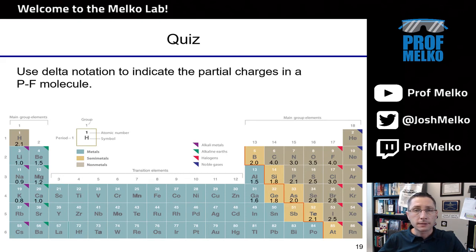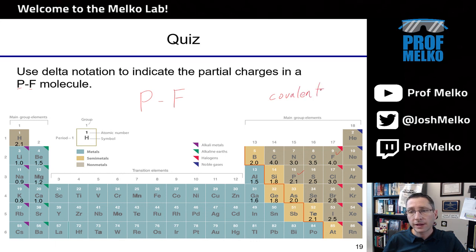Let's stop here with covalent bonds and try to answer this quiz question. Pause the video here and try to answer it for yourself. Using this delta notation, indicate the partial charges in a PF molecule. Here's P, it's bound to F. What are the partial charges? First, what kind of bond is it? P is over here, F is over here, both are nonmetals. This is definitely going to be covalent.